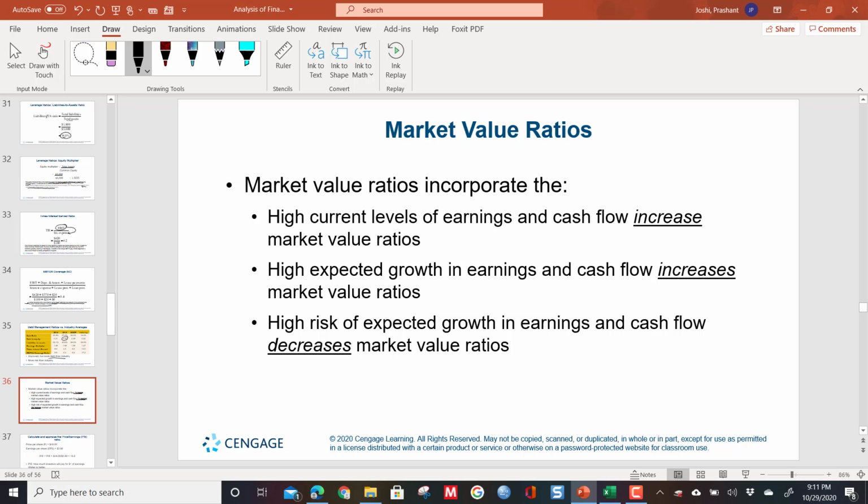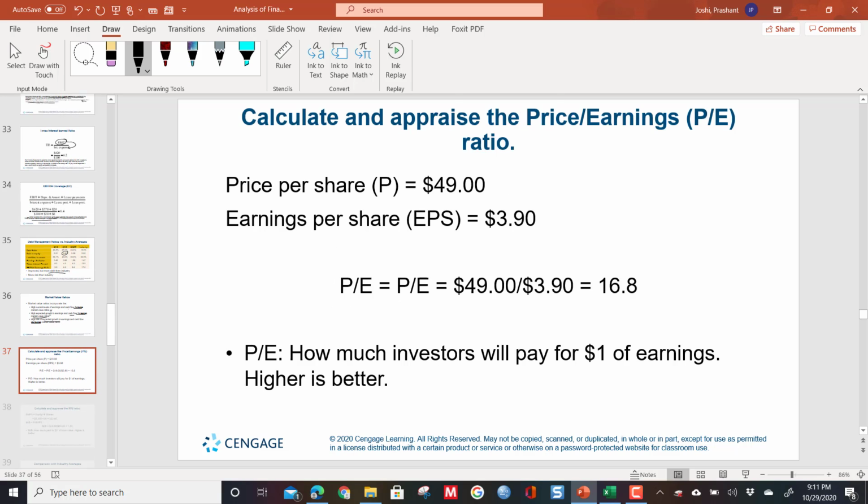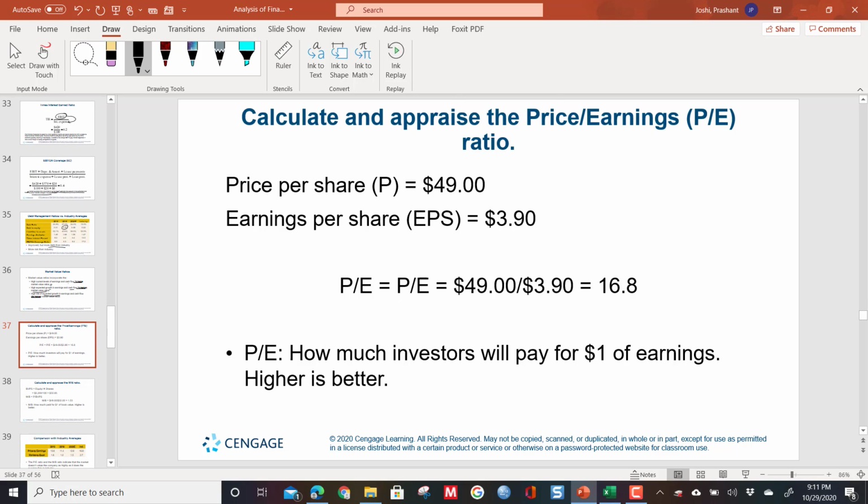refers to or relates a firm's stock price to earnings, cash flow, and book value per share, and these value ratios are a good way to measure the value of a firm's stock relative to that of others. A high current level of earnings and cash flow increases the market value ratio. That's true. High expected growth in earnings and cash flow has a direct relationship with market value, and high risk of expected growth in earnings decreases the market value. So the growth in earnings increases the market value, but the risk decreases the market value.